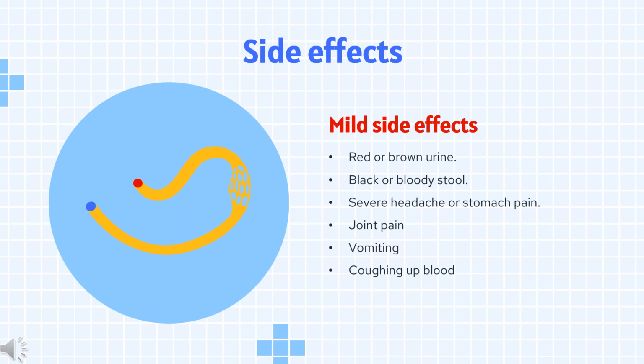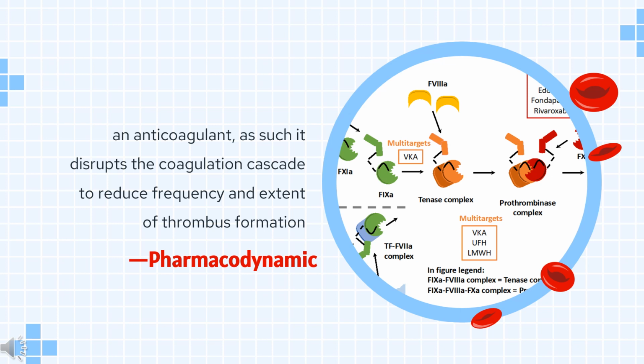Side effects. Severe bleeding, including heavier than usual menstrual bleeding. Red or brown urine. Black or bloody stool. Severe headache or stomach pain. Joint pain, discomfort or swelling, especially after an injury. Vomiting of blood or material that looks like coffee grounds. Coughing up blood.